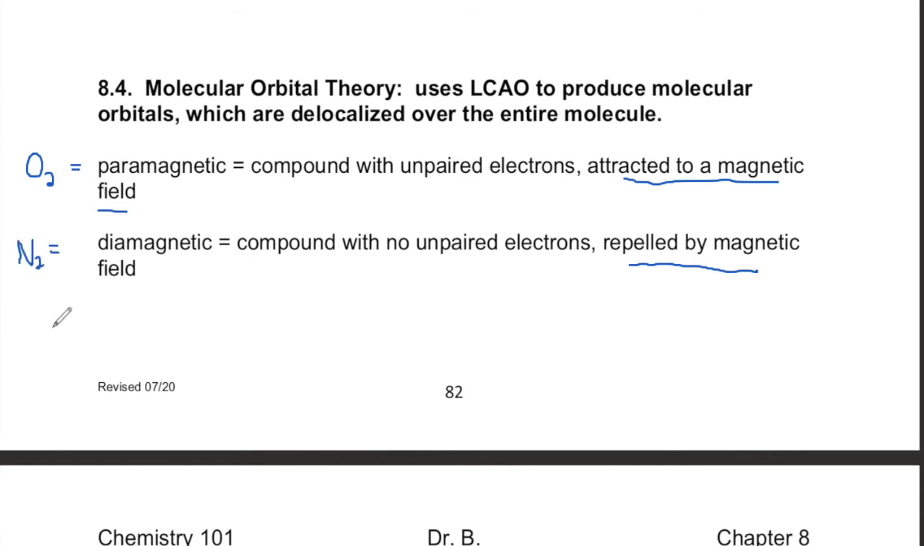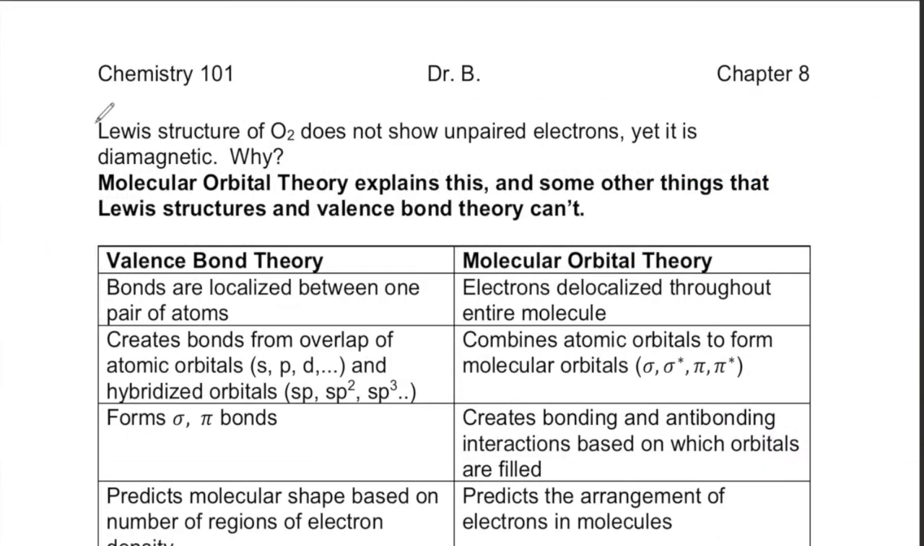So we have a video on Canvas where some liquid oxygen and liquid nitrogen are poured through a magnet, and we can see that the oxygen is attracted to the magnetic field while the nitrogen is not. And this is pretty surprising because the Lewis structure of oxygen does not show unpaired electrons.